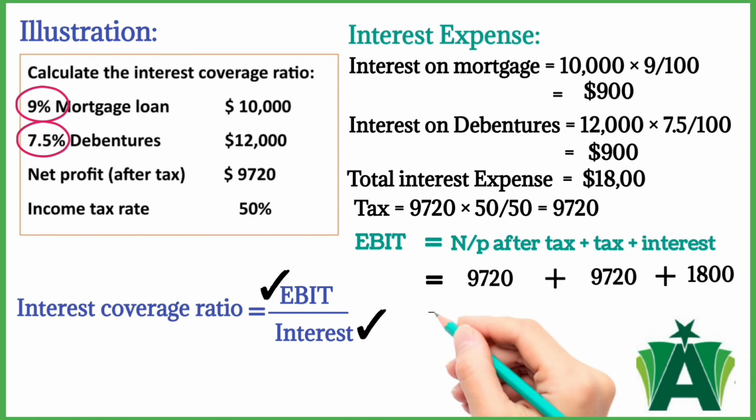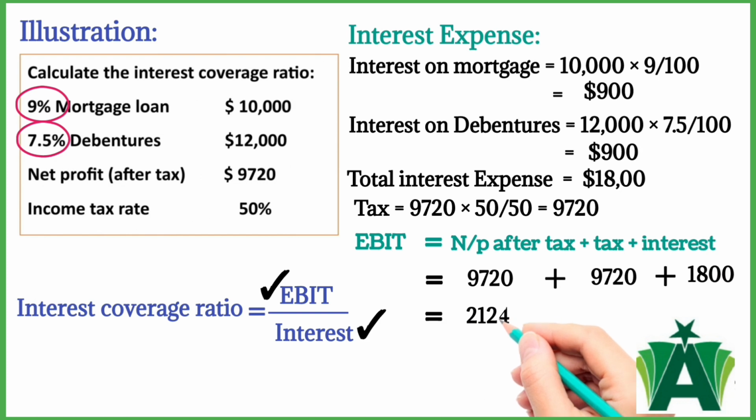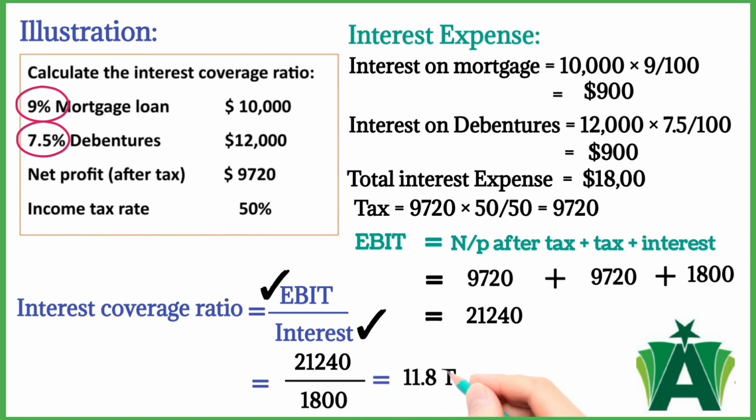Now we find the amount of earning before interest and tax is $21,240. Interest coverage ratio is earning before interest and tax, $21,240, divided by interest expense, $1,800. The interest coverage ratio is 11.8 times. This means that net profit available for payment of interest is approximately 12 times.